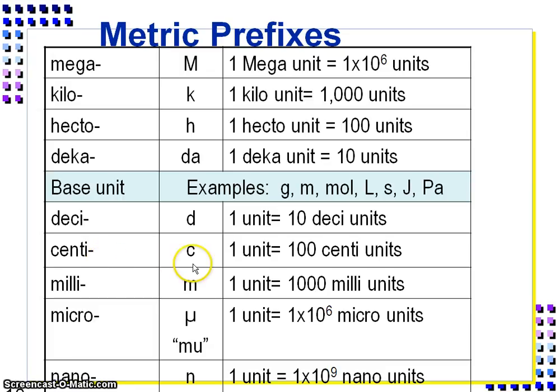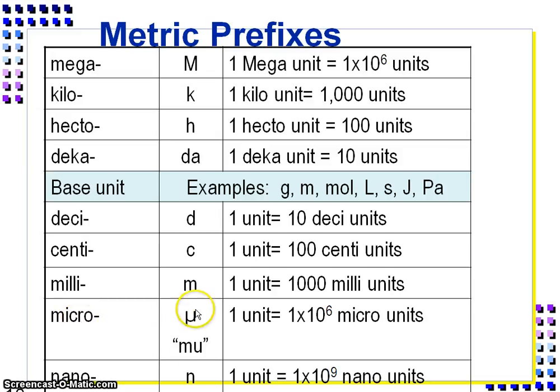Centi, lowercase c is its abbreviation. Think century. A century has 100 years, so centi means 100. So let's say that 1 gram would be equal to 100 centigrams. Milli, think millennium. A millennium is 100 years. Sorry, a millennium is 1,000 years. 1 gram would be equal to 1,000 milligrams.